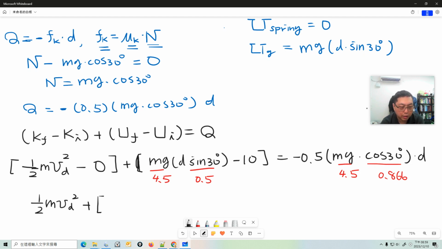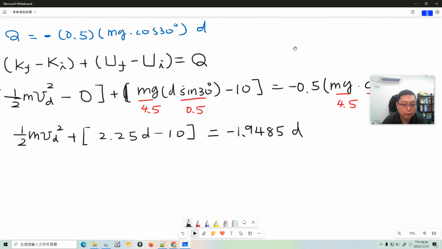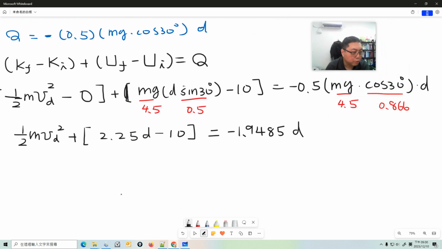mg times d times mg is 0.5. Oh, it's okay, it's easy. It's 2.25d minus 10. And the right hand side is 4.5 times 0.866 times 0.5. And it becomes minus 1.9485d. Okay, you will understand why I have to do this trick.